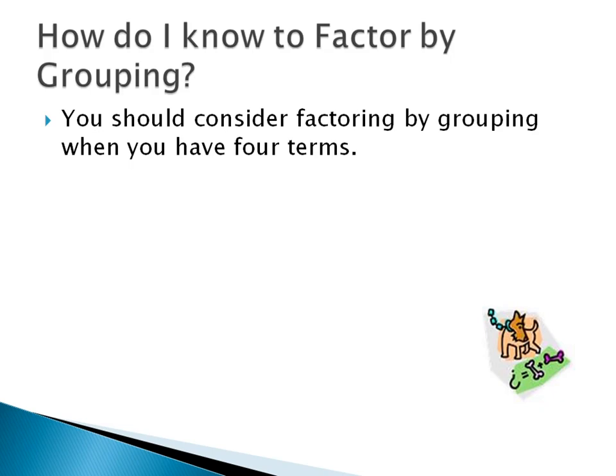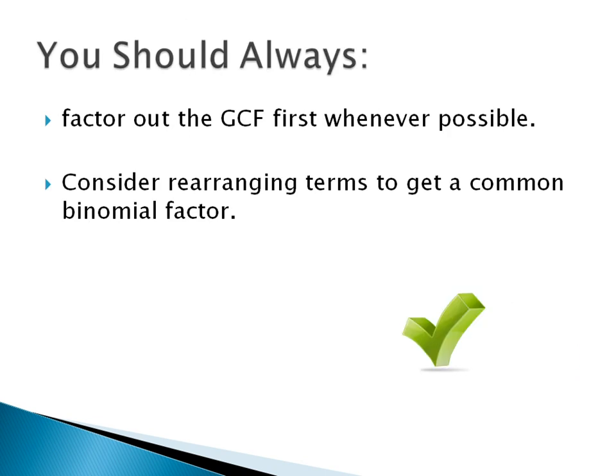How should you know that you should factor by grouping? You should consider it when you have 4 terms. You should always factor out the GCF first whenever possible. Consider rearranging terms to get a common binomial factor. Okay, let's get started.